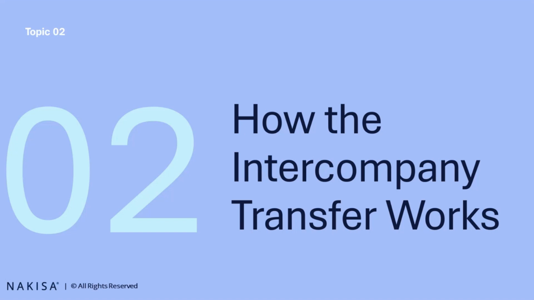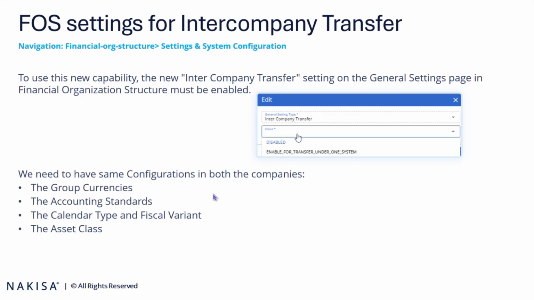How do we perform the intercompany transfer? Let's see how that works. First, as usual, whenever there's a new feature or enhancement, we have to keep in mind the first setting, which is our financial org structure configuration page. Under our general setting, we have to ensure that we have activated or enabled the intercompany transfer. So we simply come to the general setting page and make sure that we enable it before we commence.